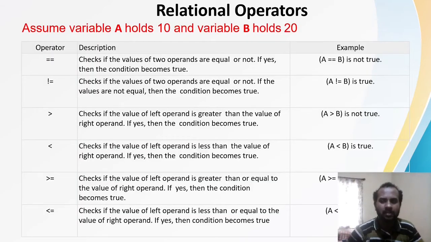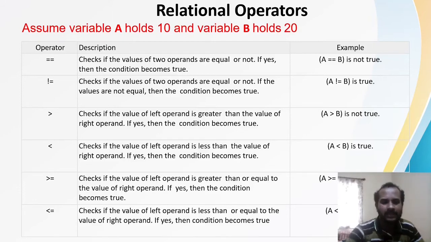Relational operators. Relational operators are used to compare the values of two variables. So what you are going to do? You are going to compare the value of two variables and the output will be either true or false. But in your computer, if it is true, it will be positive number or 1, and if it is false, you are going to have 0.